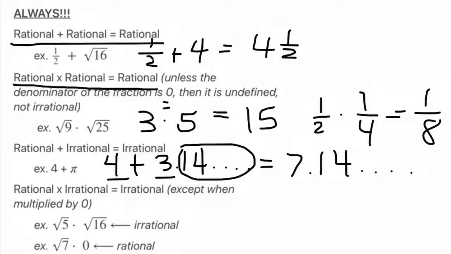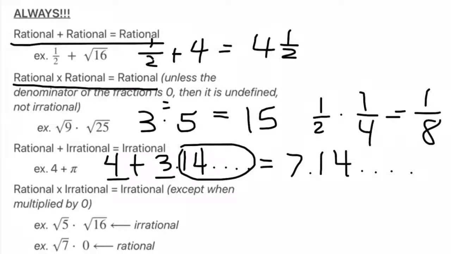Once a non-terminating decimal, always a non-terminating decimal. There's nothing that I can do to change that. So if I add another whole number to it or another fraction to it, it's still going to be a fraction and a non-terminating decimal, which means the answer is still going to be irrational.